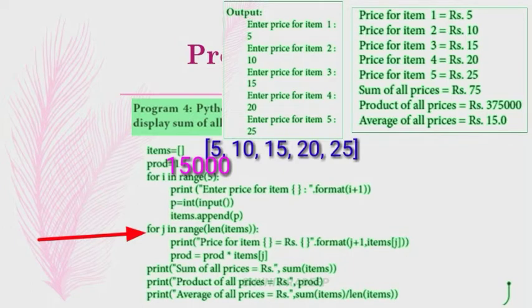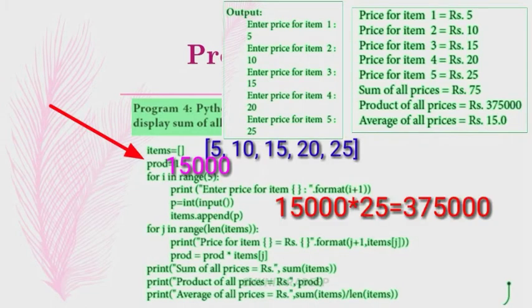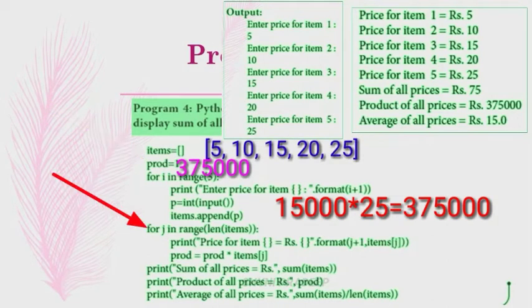Again check the for loop. For j in range length of items. Length of items means 5. j value is 4. Here j plus 1 means 4 plus 1, 5. So item 5 is equal to rupees 25. Next see, product is equal to product into items j. Items j means what now? 25. And product means 15,000. So product answer is what? 3,75,000.